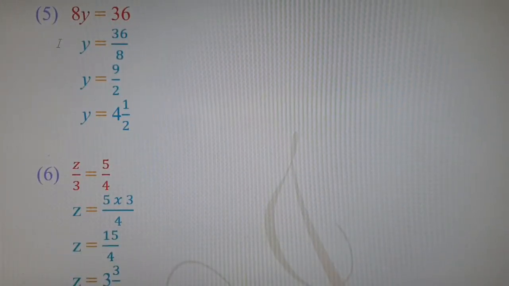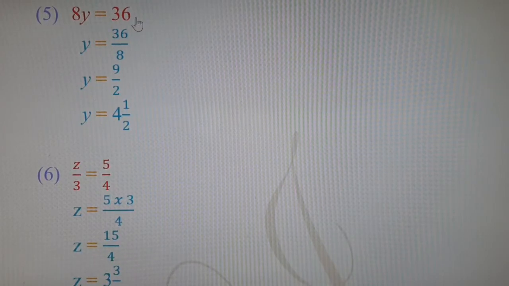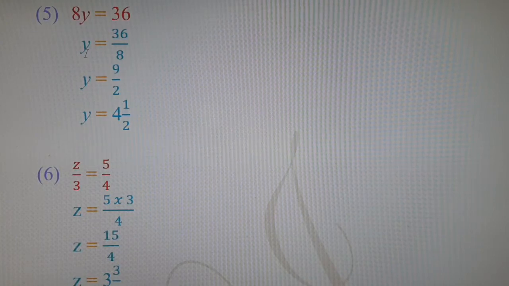Let's go to sub question number 5. Main question 2, sub question 5. 8y is equal to 36. Here the value of y has to be found out. So y has to be kept alone. The variable y has to be kept alone. The alphabet is known as the variable. So here y is known as the variable.